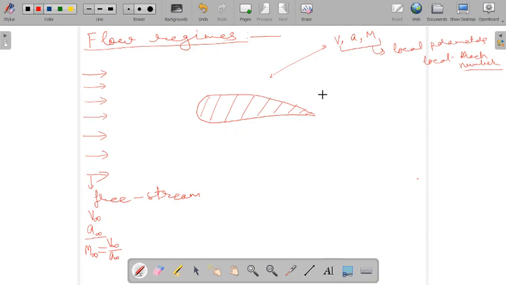So whenever flow comes over an airfoil, let me draw some streamline structure. One streamline will come like this and then it will follow a path something like this. Then I will have one streamline like this which will follow some path like this.